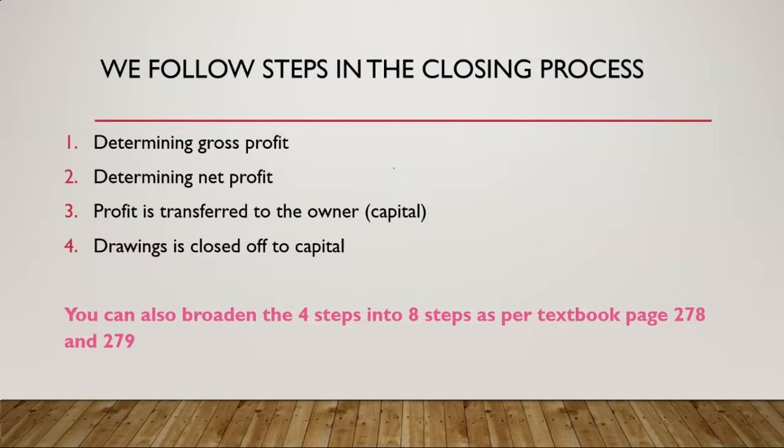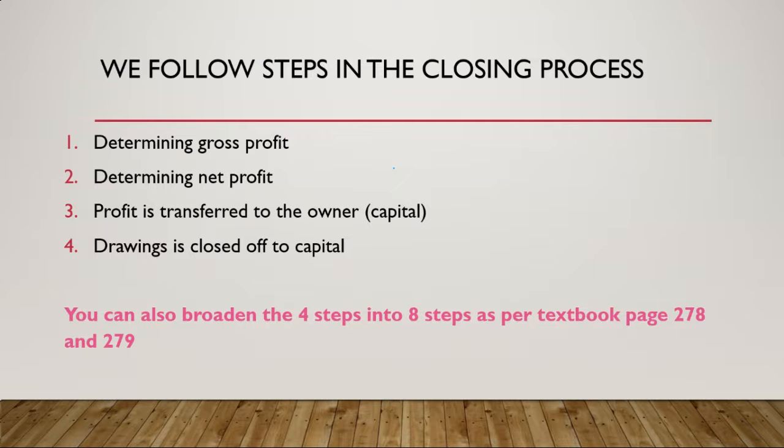We take our cost of sales to our trading account in order to calculate the gross profit. Once we've done that, we move on to determine our net profit. The gross profit we've calculated, we then transfer to our profit and loss account. To determine our net profit, we transfer all of our income accounts to our profit and loss account, and then we transfer all of our expenses to our profit and loss account, and then we calculate the net profit.